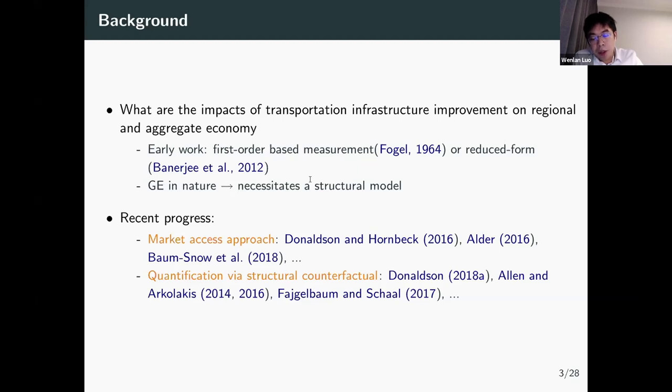And the recent progress enabled by the new general equilibrium framework and the quantitative methods have made great progress. And there are two main approaches. One is to derive a model theoretically consistent sufficient statistic and use a regression approach, which is labeled by market access approach. The other one is directly using a structure model, general equilibrium model, and do counterfactuals within the model to look at the effect of those expressway expansions.